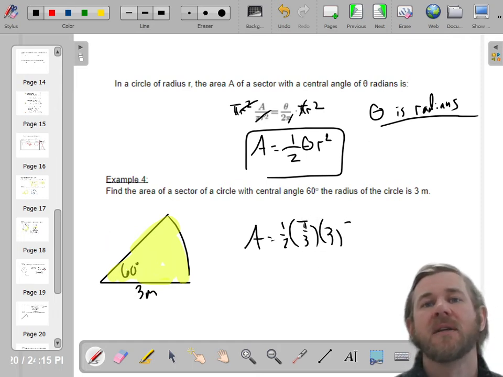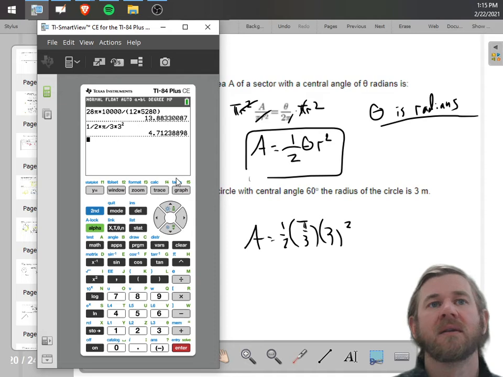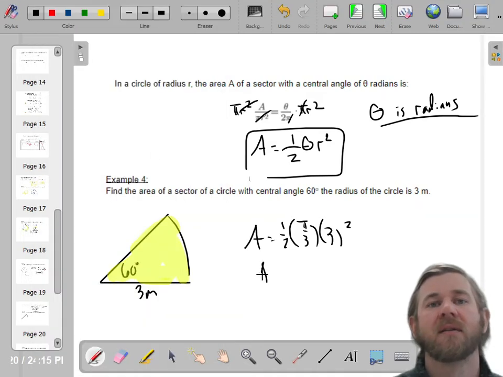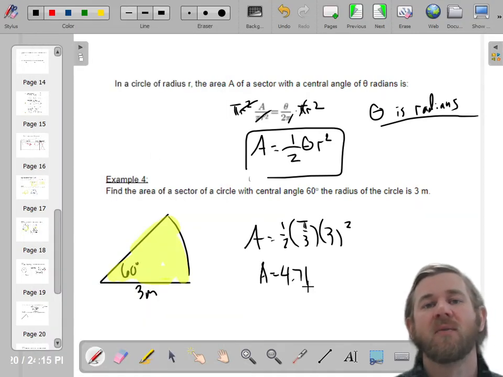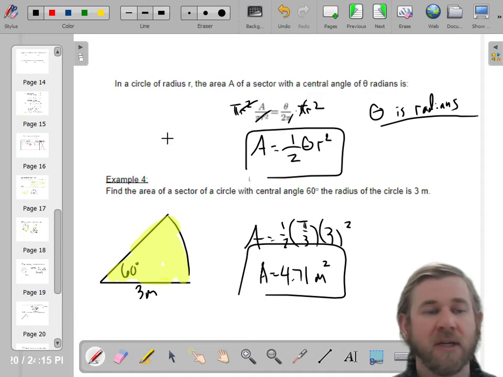And the radius is 3. So 1/2 theta r squared. 1/2 theta is pi over 3. So pi over 3 times 3 squared is 4.71. So the area is 4.71. 4.71 what? Well, it's meters, but since it's area, it's meters squared, 2 dimensions. 4.71 meters squared.